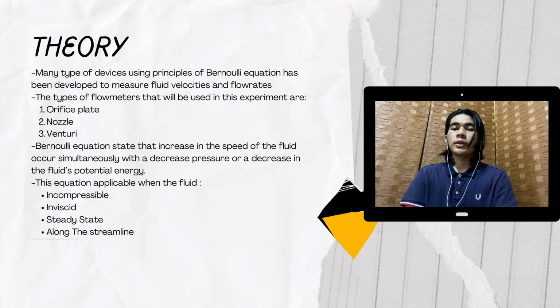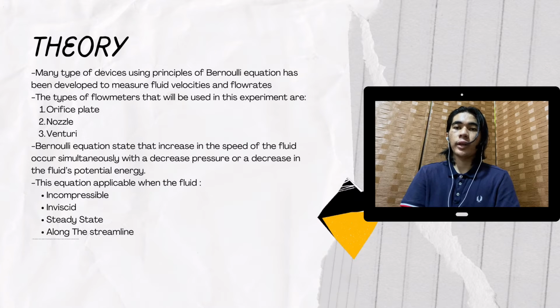Many types of devices using the principle of the Bernoulli equation have been developed to measure fluid velocity and flow rates. The types of flow meters that will be used in this experiment are first, orifice plate, second, nozzle, and third, venturi. The Bernoulli equation states that an increase in speed of the fluid occurs simultaneously with decreased pressure or a decrease in the fluid potential energy.